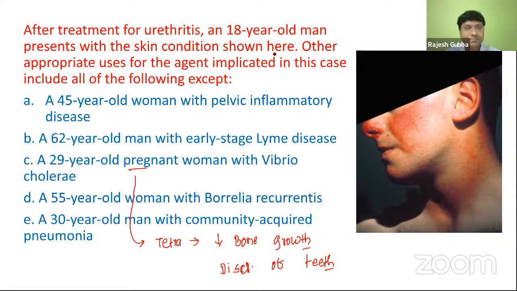So the question asked is: other appropriate uses for the agent implicated in this case include all of the following except. So what will be the answer now? The answer will be C. And take even the fourth option, Borrelia recurrentis. In case of Borrelia, the drug of choice is again tetracycline, doxycycline. Now the last one, community acquired pneumonia in a 30-year-old man. You can give doxycycline in these individuals. But the third option, pregnant women, you cannot give doxycycline. That is a complete contraindication.